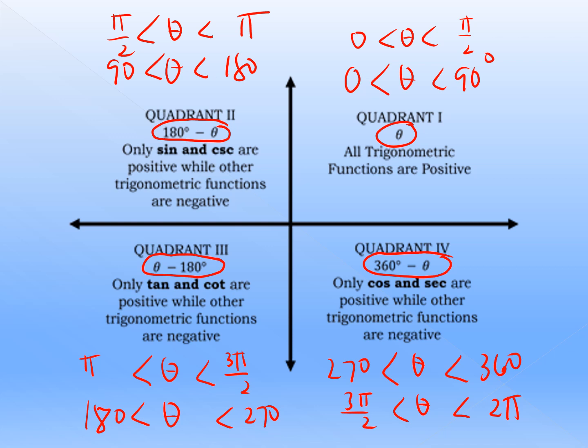Again, in order for us to have the rule of sign, just always remember that if it is in quadrant 1, all trigonometric functions are positive. But if it falls in quadrant 2, only sine and cosecant are positive. While if it is in quadrant 3, only tangent and cotangent are positive. If it is in quadrant 4, only cosine and secant are positive.